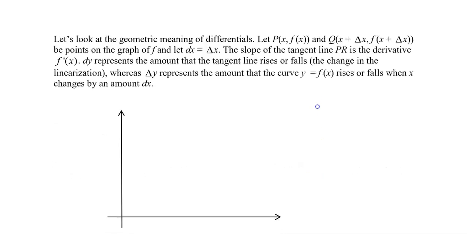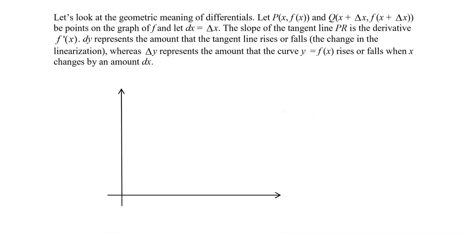All right, so let's look at the geometric meaning of differentials. Let's say that we have a point P, x, f of x. I'll draw this over here. So we have this point P, and this is x, and this corresponding value is y, or f of x. Now let's say that we have a Q value, and it's x plus delta x. That means I've moved over a little bit, a distance of delta x, to get to my Q value. So this is x plus delta x, which means that this distance here is delta x.